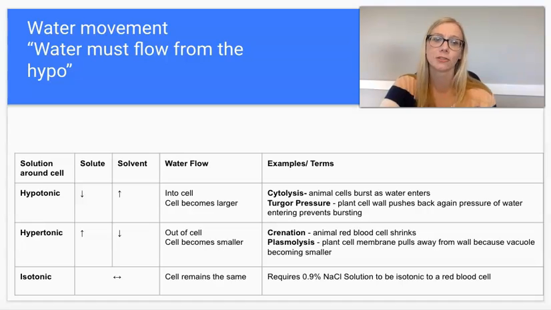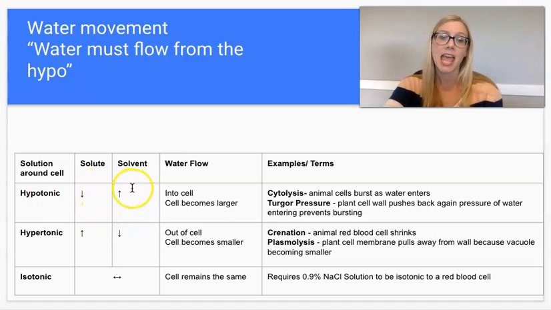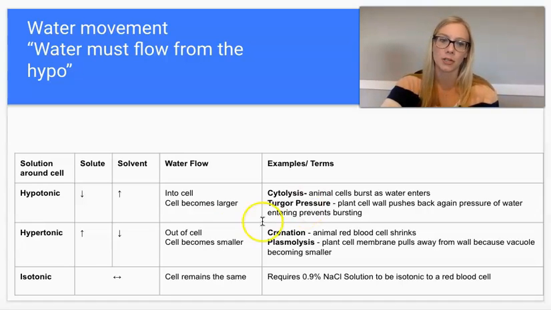Okay, here's a nice little chart. So this is your solution surrounding the cell. If it's hypotonic, that means your solute is lower, your solvent is higher, and net water movement will be into the cell, causing the cell to become larger. Cytolysis is where animal cells will burst as water enters if they get too much water in them. And then turgor pressure is in plant cells where the plant cell wall pushes back against the water pressure entering, preventing it from bursting. So the cell wall kind of protects it.